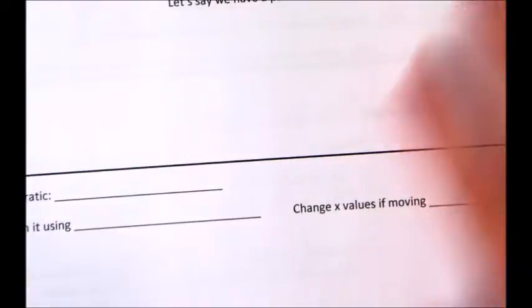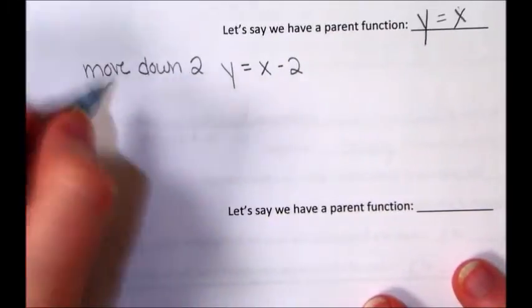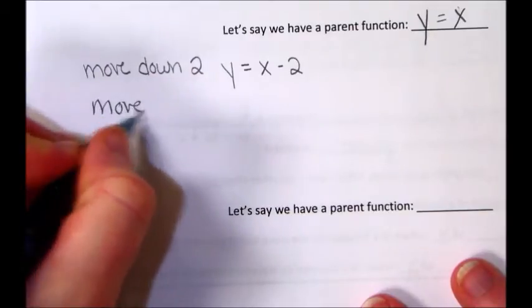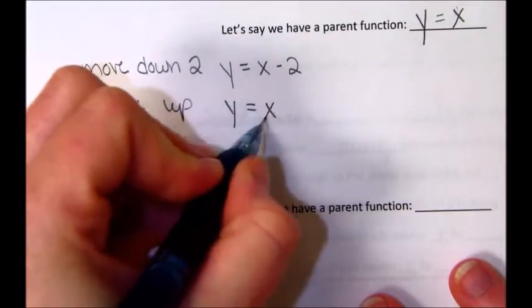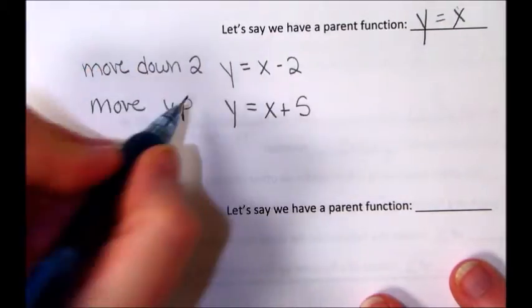Okay, now let's move it up. That's just going to be like y equals x plus a number, so like plus 5. So we moved it up 5.